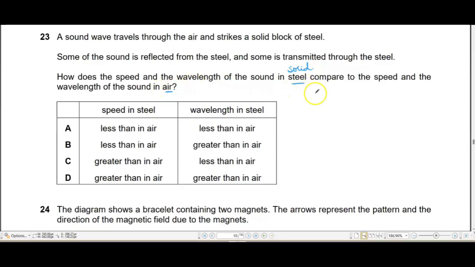We know that in air we usually take this value of speed of sound to be 340 meter per second, and in solid it is around 5000 meter per second. So obviously it would be greater in the solid, so speed in steel would be greater than in air, and wavelength would also be greater than in air. So the answer is D, since v is equal to f lambda and speed and wavelength are directly proportional to one another.